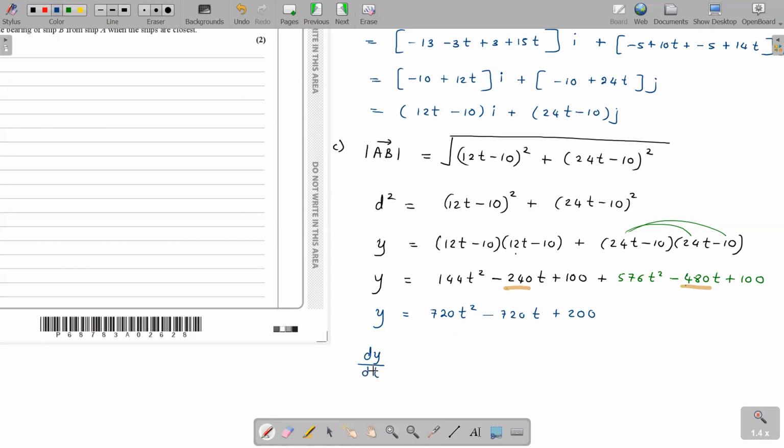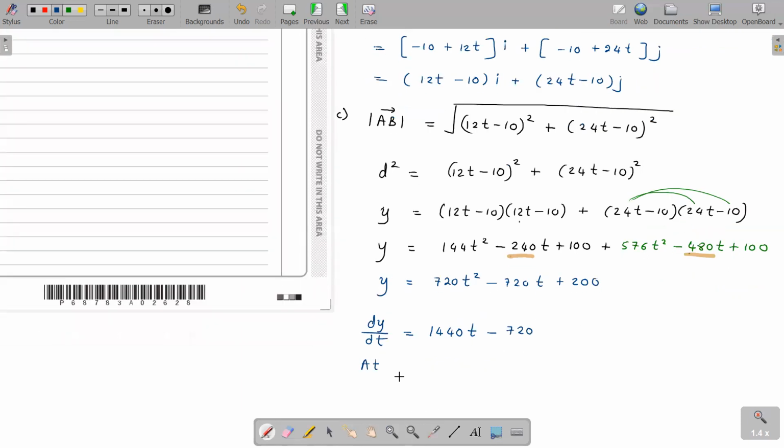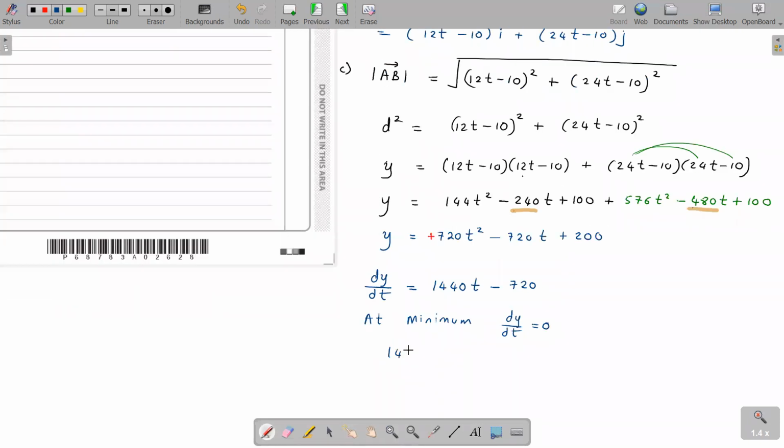So dy by dt, can you all tell me 720 into 2 is how much? 1440t minus 720, as the differentiation of t is 1. 200 differentiation is 0. At the minimum point, what happens? Definitely it's a minimum, right? We understand it's a minimum because it's a quadratic minimum graph. Definitely what we find is a minimum point here. At minimum, the dy by dt, the distance squared derivative, should be equal to 0. So basically 1440t minus 720 equals 0. Can you all make t the subject? How much is t?